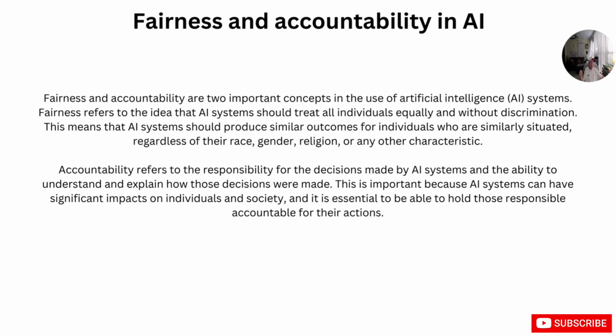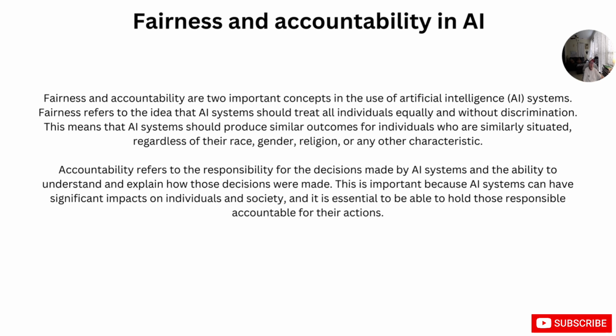Fairness and accountability in AI. Fairness and accountability are two important concepts in the use of artificial intelligence systems. Fairness refers to the idea that AI systems should treat all individuals equally and without discrimination. This means that AI systems should produce similar outcomes for individuals who are similarly situated, regardless of their race, gender, religion, or any other characteristic.